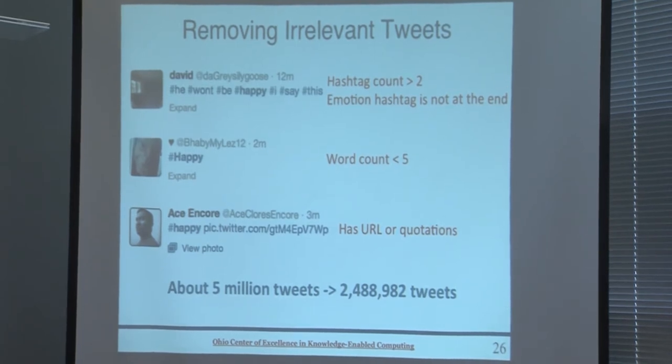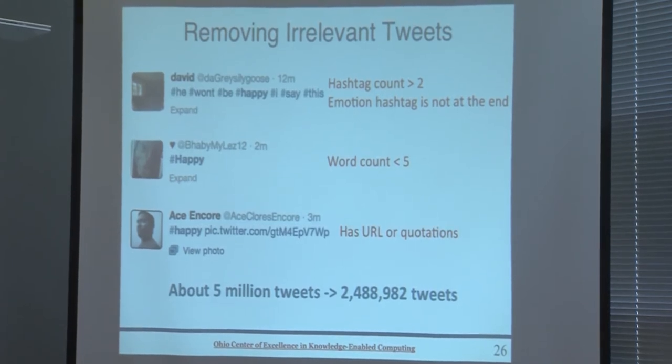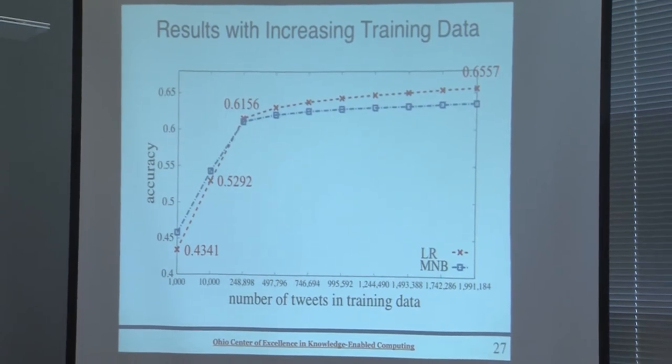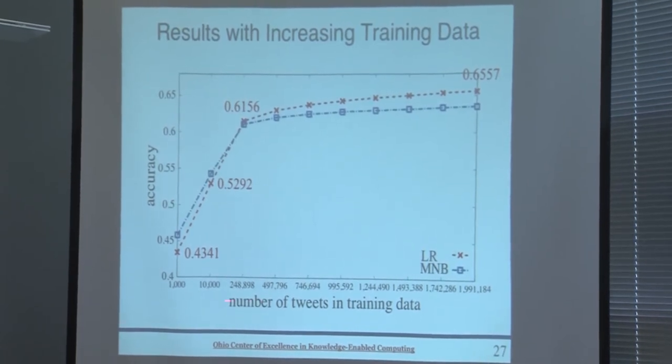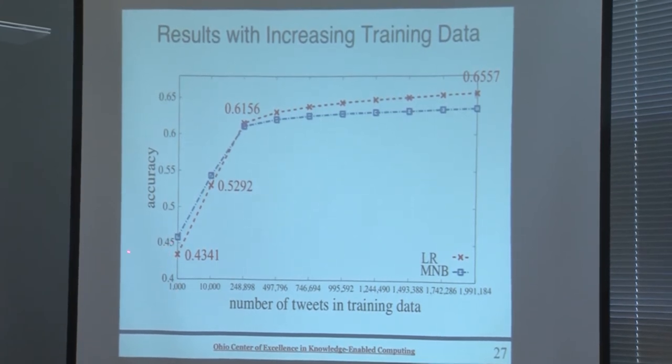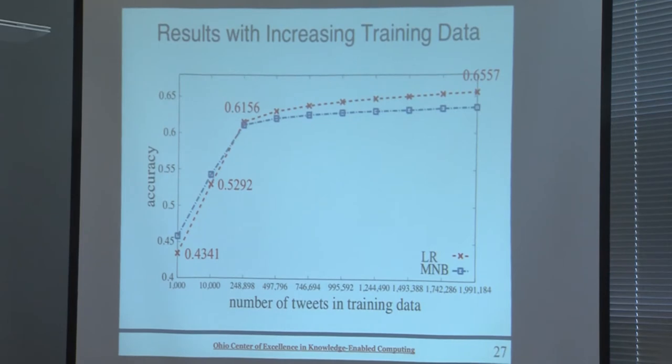After the filtering, I have about 2.5 million tweets. Out of them, I selected 250,000 tweets for testing, and then I used the remaining for training. Now I will show you the importance of the size of the training data. In this plot, the x-axis is the number of tweets in the training data and the y-axis is the accuracy. I applied 2 classifiers: one is logistic regression, and the other is multinomial naive Bayes.